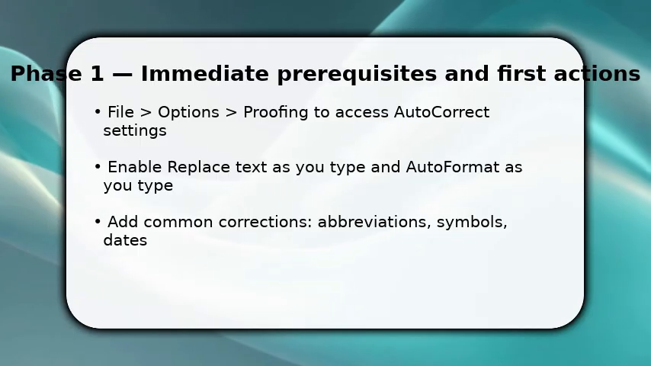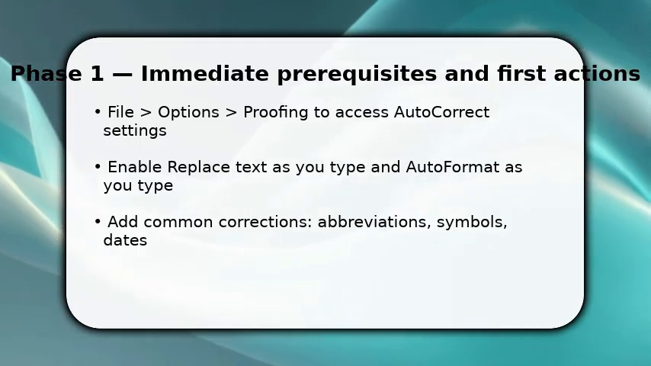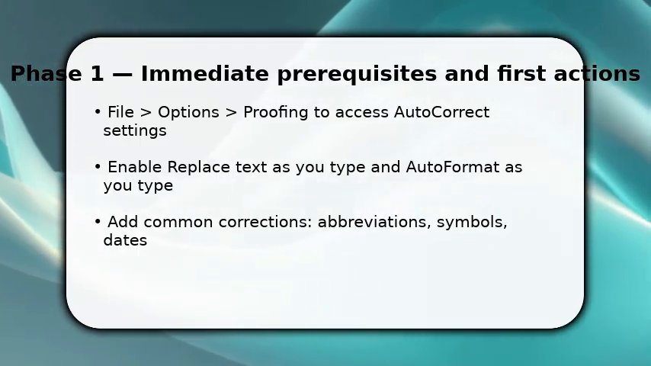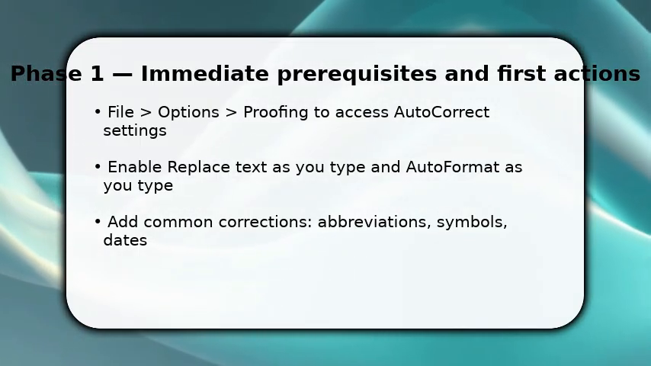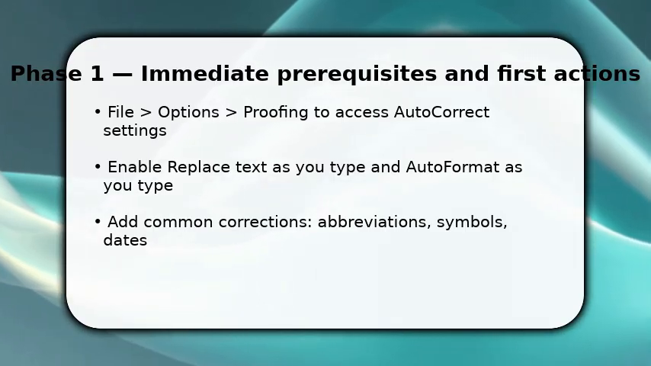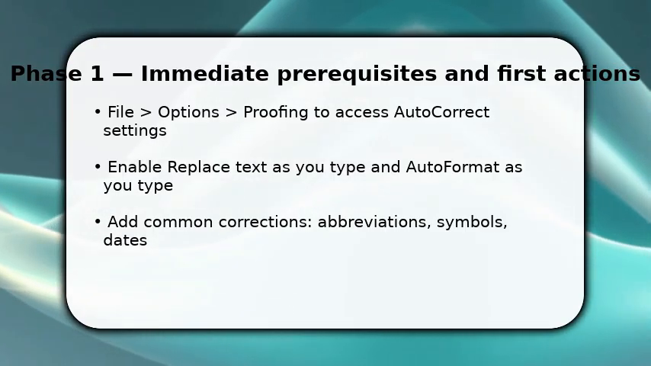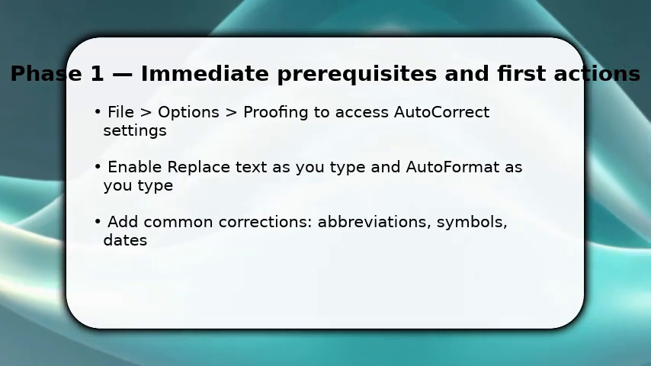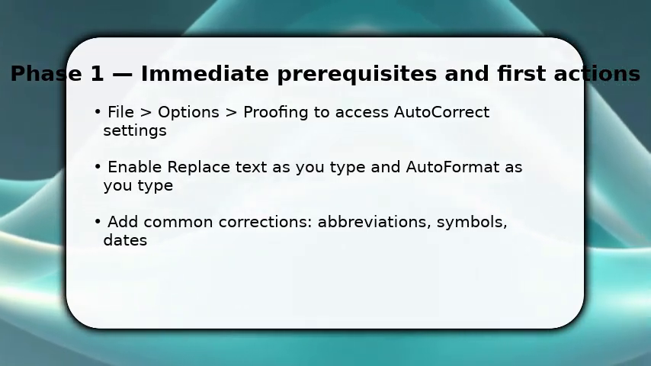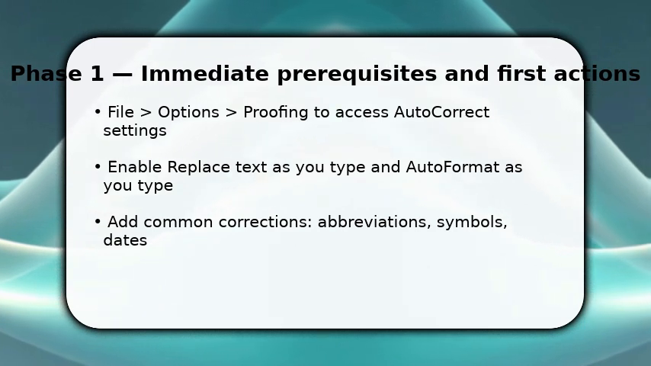Now, add a few high-impact entries, abbreviations, trademark symbols, common typos, so you see instant wins. You're doing this to reduce repetitive typing and errors. It speeds up data entry. After adding 3-5 entries, click Add and Test in a cell to confirm behavior.